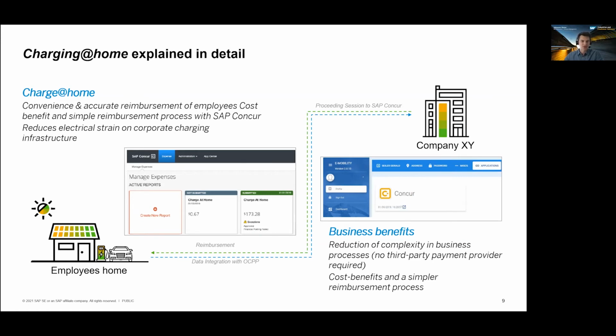With the integration of E-Mobility into SAP Concur, we can ease the integration into corporate finance processes. So there's no need for the involvement of a third-party payment provider. It's overall reducing the complexity of the reimbursement process and providing cost benefits.